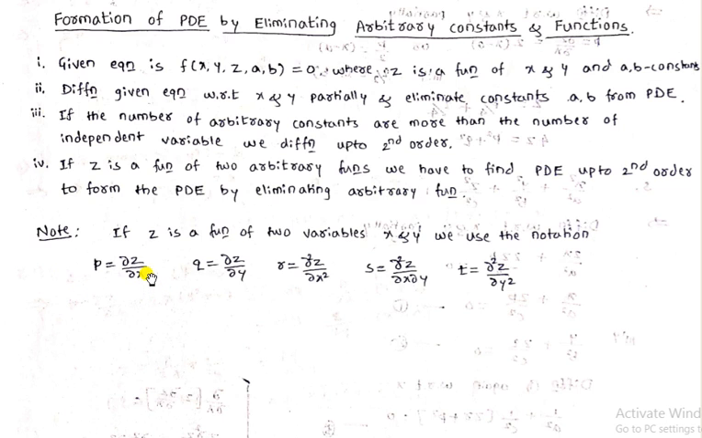We denote ∂z/∂x as p, ∂z/∂y as q, ∂²z/∂x² as r. So r means second order differentiation with respect to x. s is ∂²z/∂x∂y, and t is ∂²z/∂y². So now we will solve examples on the solution of PDE by eliminating arbitrary constants.